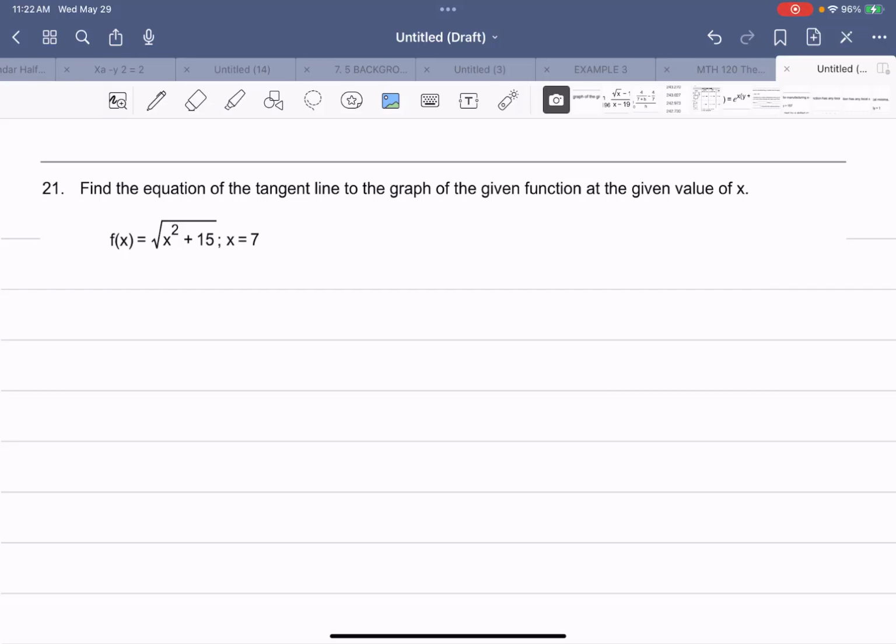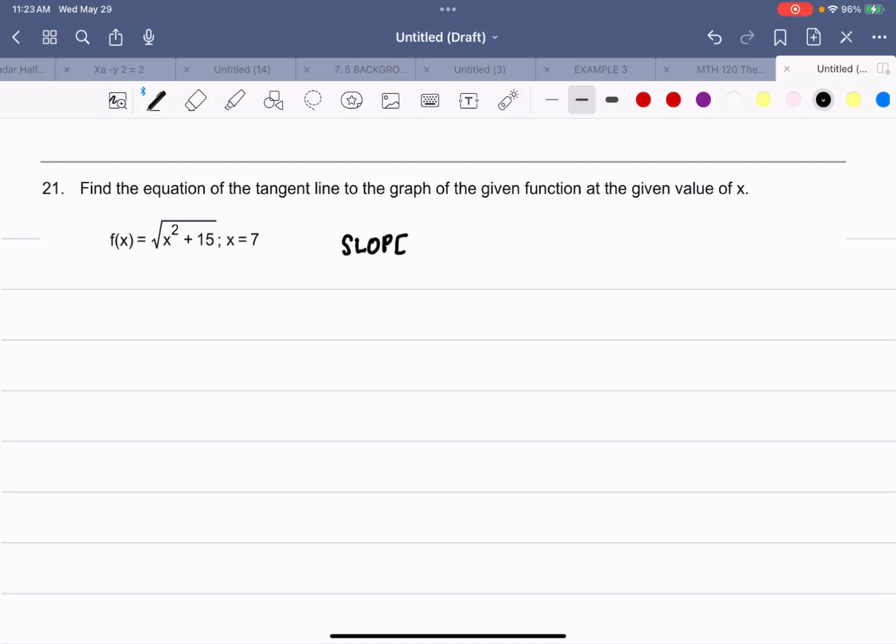Example 21. Find the equation of the tangent line to the graph of the given function at the given value of x. So our function is f of x is the square root of x squared plus 15, and our value of x is 7. So we need to find the slope of the tangent. So slope is the first thing we have to find.